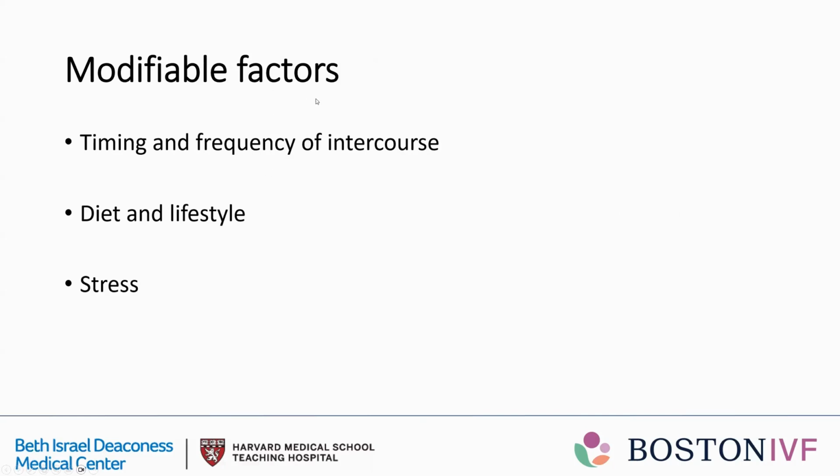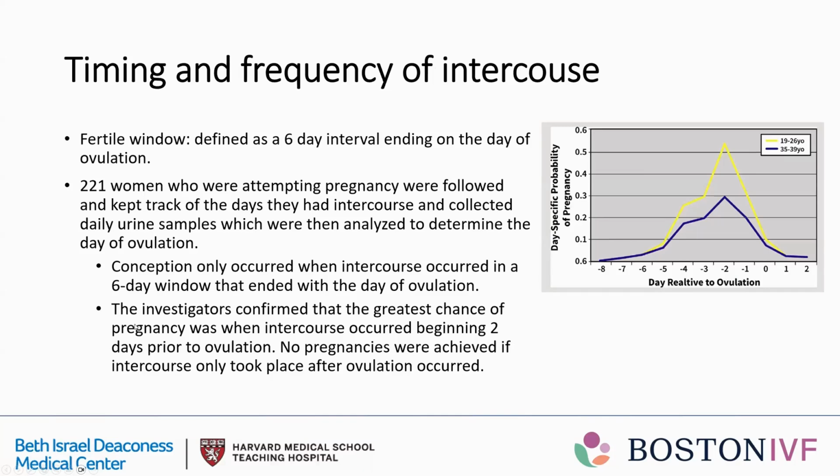In terms of modifiable factors, these are definitely factors that could be brought up and patients could make some changes in their lifestyle. And so the ones listed here are the ones I'm going to talk about. So first, in terms of timing and frequency of intercourse. So the fertile window is defined as the 6-day interval that ends on the day of ovulation.